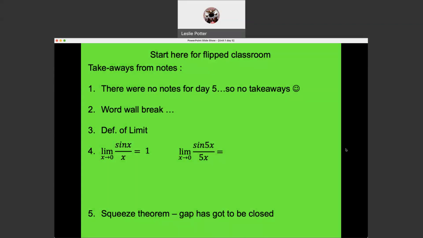Anybody want to venture what sine 5x over 5x is? Also 1. For reasons that you don't really know yet, and not for the reason you might think. Why do you think it's 1? Five divided by 5 is 1. That's for the ratio heights. Like if this was sine 3x over 5x, it'd be 3/5.